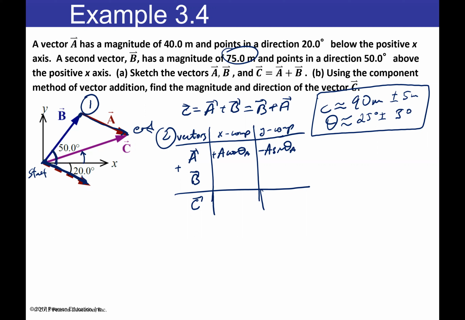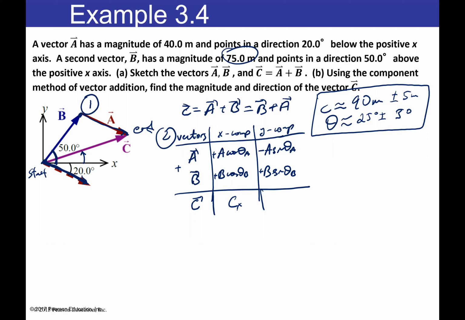How about vector B? Well, I can see that B has its theta with respect to the positive x-axis. So if I break it down, I'm going to get B cosine of theta B here and B sine of theta B here. First quadrant, so plus plus. That means what I get here is this. So the second column is the X component.